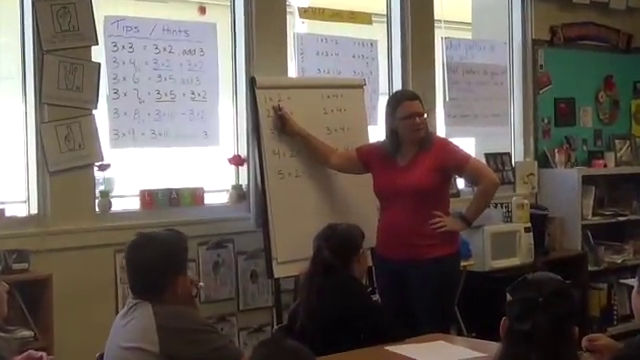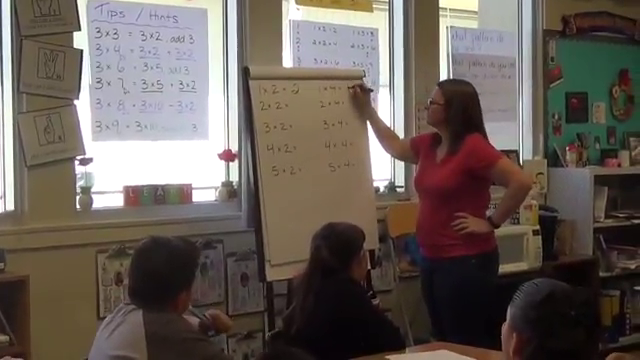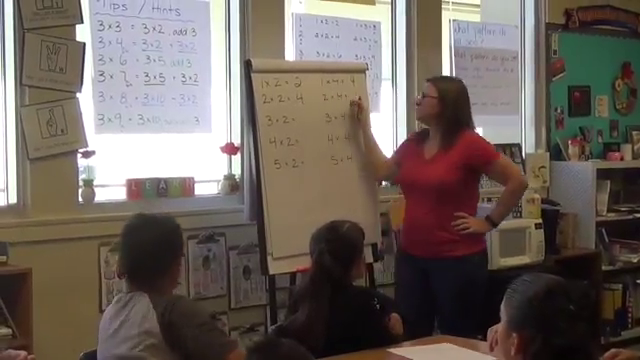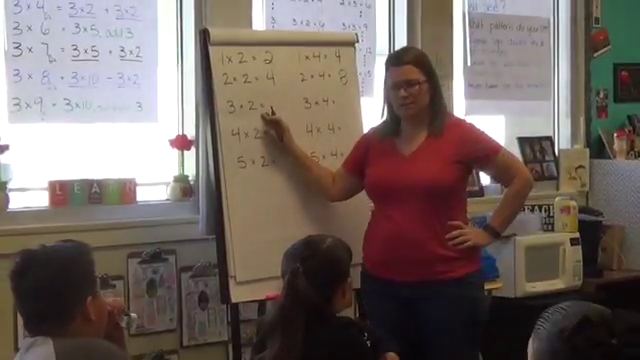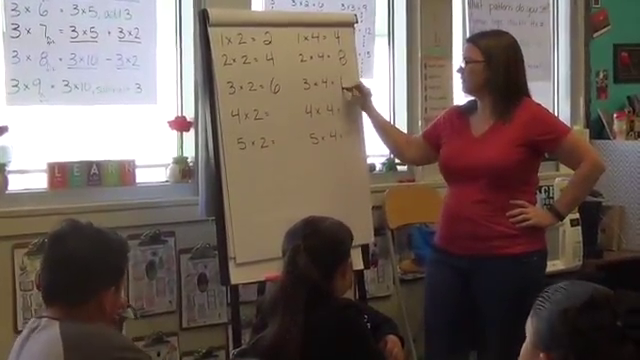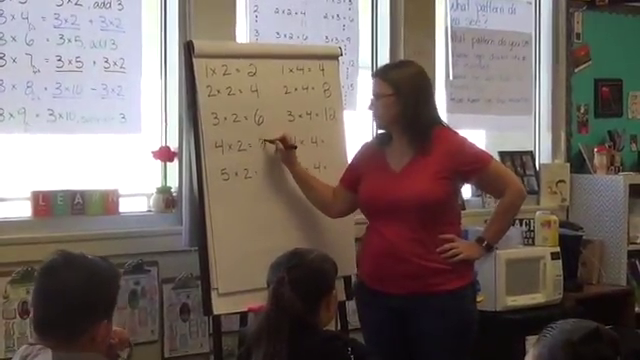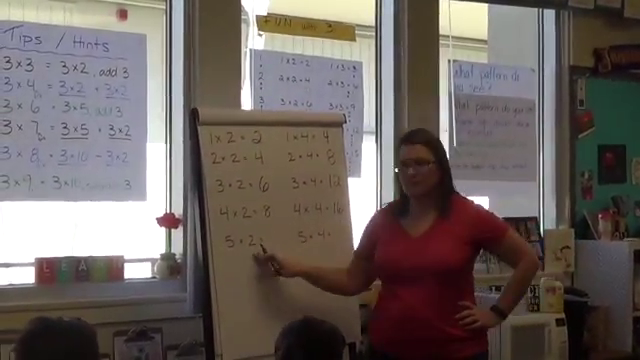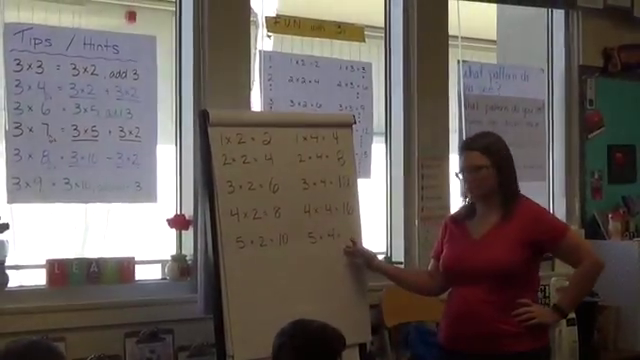1 times 2 was? 2. 1 times 4 is? 4. 2 times 2 is? 4. 2 times 4 is? 8. 3 times 2 is? 6. 3 times 4 is? 12. 4 times 2 is? 8. 4 times 4 is? 16. 5 times 2 is? 10. And 5 times 4 is? 20.